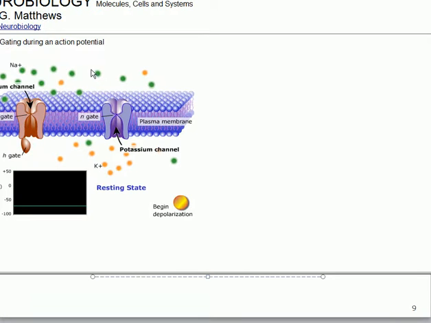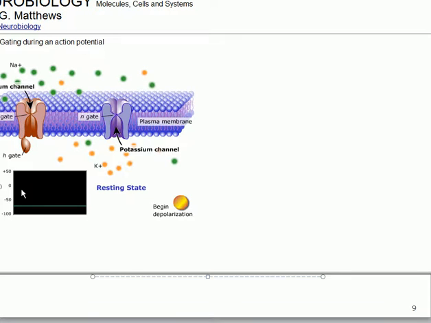So the sodium's going to get high here. It's going to come into the M gate. It's going to go through. At the same time, potassium channel is going to open, but it's going to open slower. Potassium is going to go out.